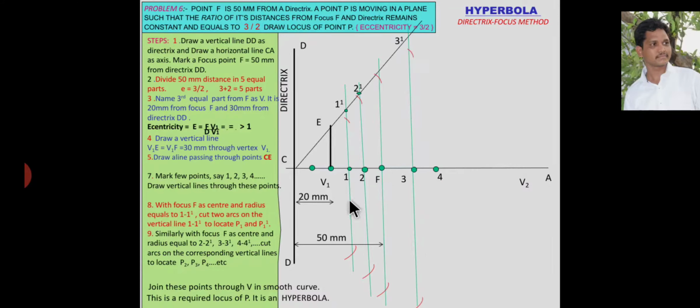Join all these intersecting points through a smooth curve. This curve is our required shape of hyperbola. In the case of a hyperbola, you have to remember the value of eccentricity is greater than 1.